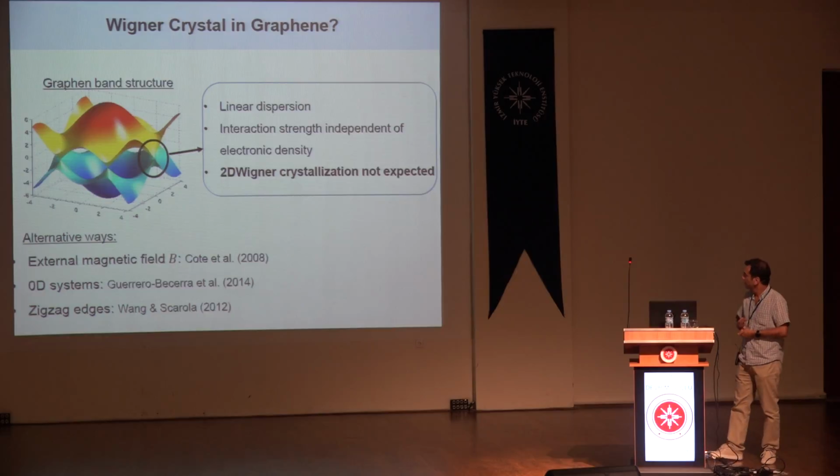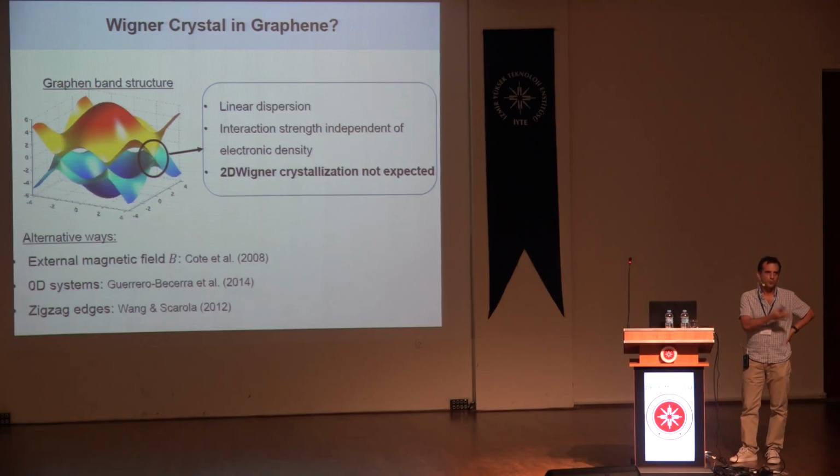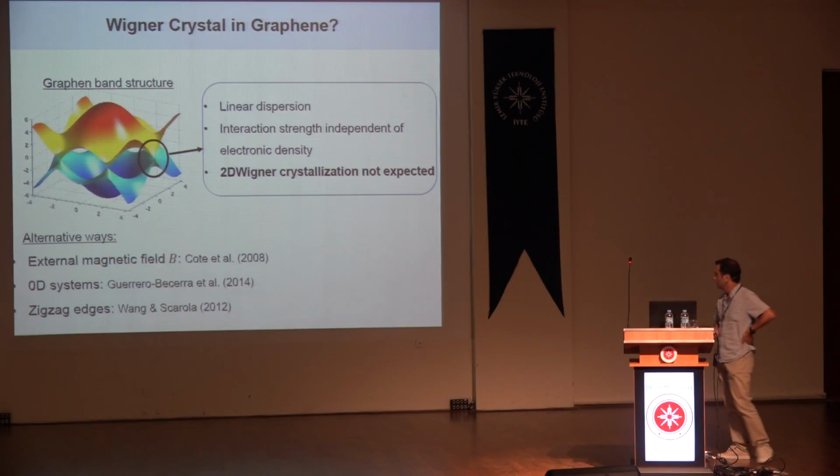The electrons in graphene, as you all know, behave very differently than in semiconductors because of this linear dispersion. So you don't have a mass, and it turns out if you change the electronic density, you cannot force the system to go to a higher or lower Wigner crystal rate. So you cannot obtain two-dimensional Wigner crystallization in a graphene system.